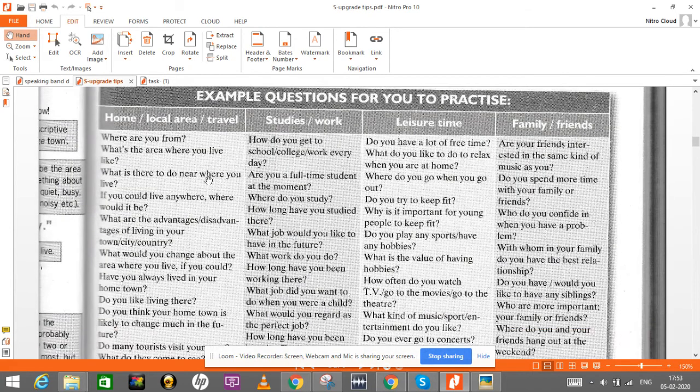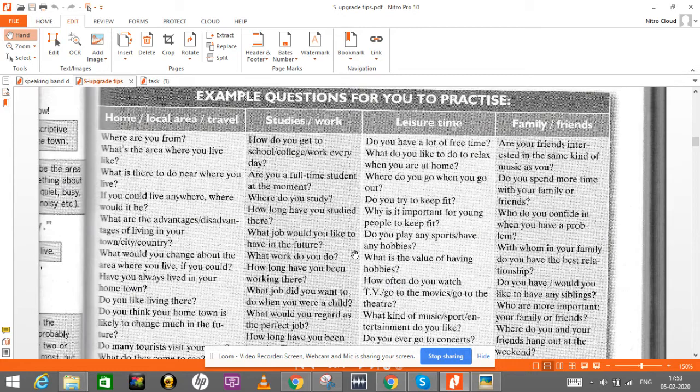that you get questions like where are you from, what is the area where you live, and what is there to do near where you live. So you see questions related to studies and work, leisure time, family, friends, hobbies, your career aspects, and the prospects that you have. So the questions could be close-ended and could be open-ended. You've got to be careful how you're going to respond to them.